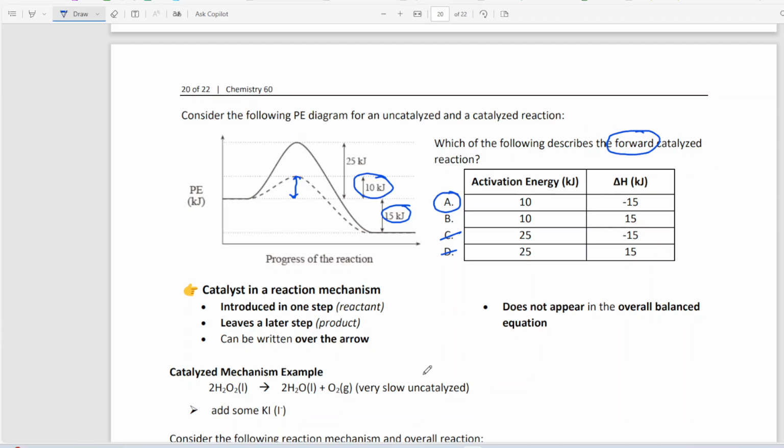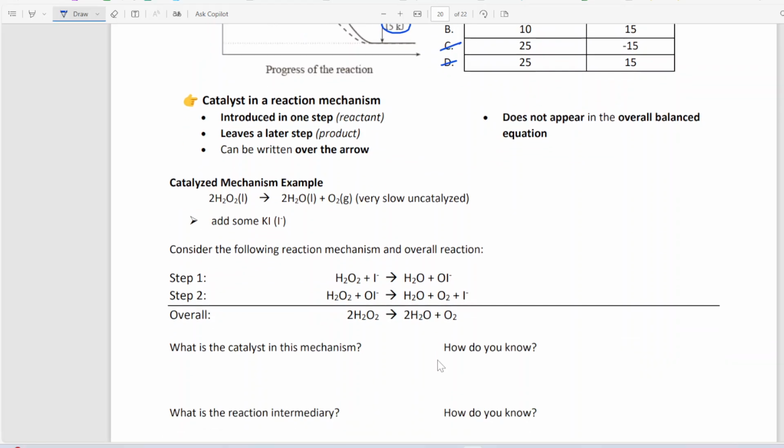Now, when we're looking at a catalyst in a reaction mechanism, the key difference is that it's introduced into your system as a reactant, but then it leaves later unaltered as a product. So it's different than a reaction intermediate, which is produced and consumed. This is something that you're adding in and then it comes out later, so it appears on the left and comes out on the right. Another option is that sometimes they'll just write a catalyst over the arrow in the reaction. But just like the reaction intermediate, it does not appear in the overall balanced equation.